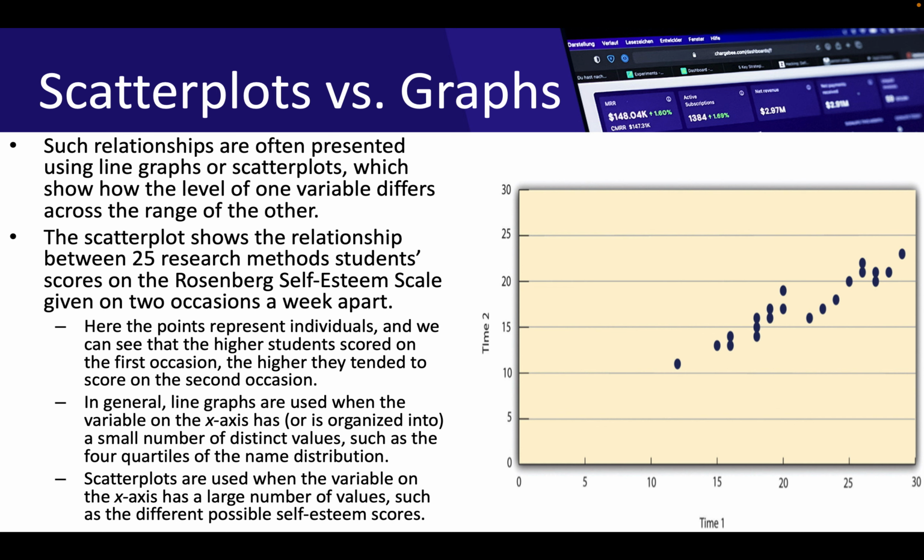In general, line graphs are used when the variable on the x-axis is organized into a small number of distinct values, such as the four quartiles of the normal distribution. Scatter plots are used when the variable on the x-axis has a large number of values, such as the different possible self-esteem scores.